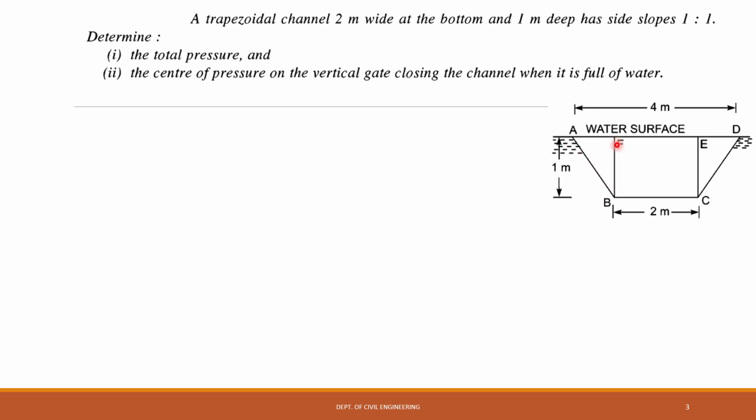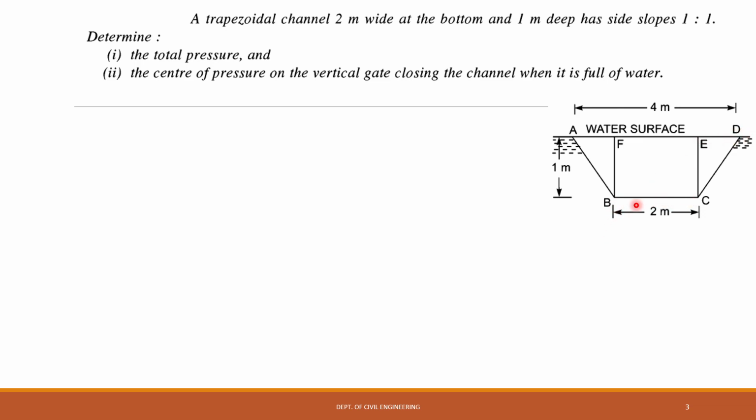Okay. So if this FB is 1, then what will be AF? AF will also be 1 because the slope is 1:1. For one horizontal, you have one vertical. So if the vertical distance is given as 1, the horizontal distance will also be 1. So AF is 1. What is ED? ED will also be equal to 1 because here also you have the same slope, 1:1. So EC is 1, ED is also 1. So AF is 1, ED is 1.